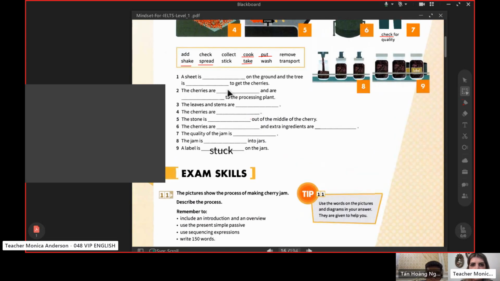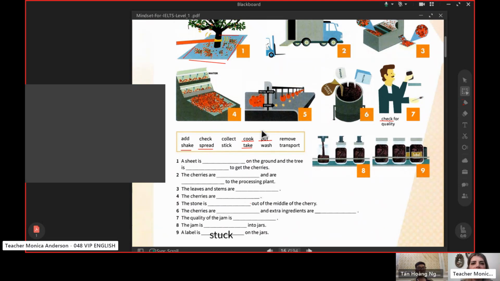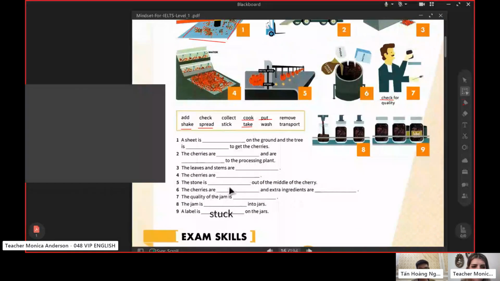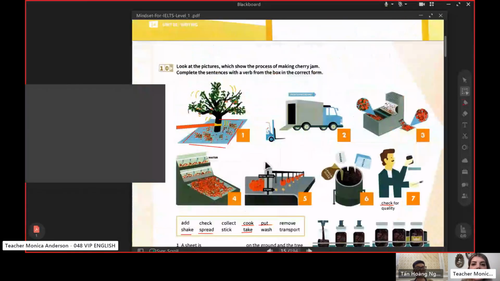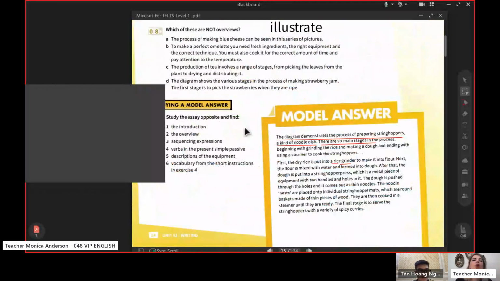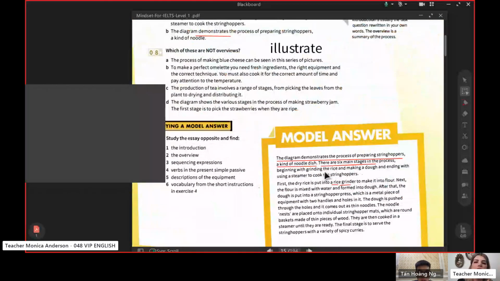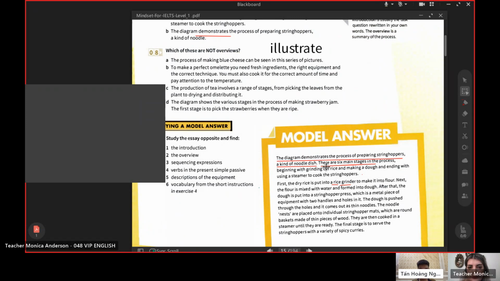And of course, don't forget to use the sequencing words. But what is a sequencing expression? This is sequencing expressions. Some words like after that, next, for example, first, finally, they are sequencing expressions. Of course, we can put the stages in order one by one using sequencing expressions.